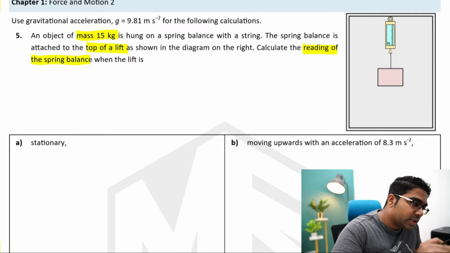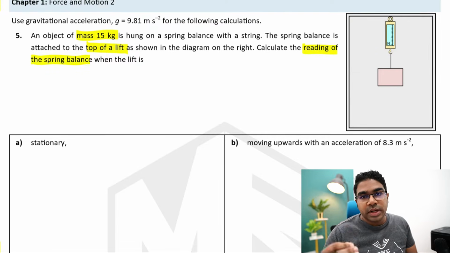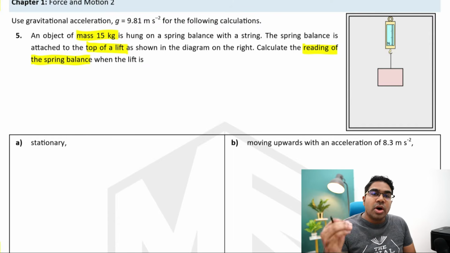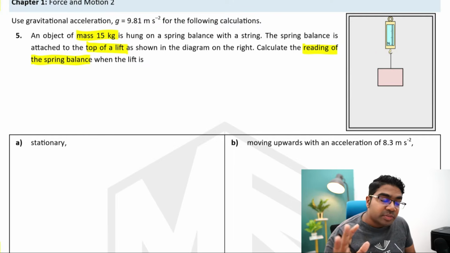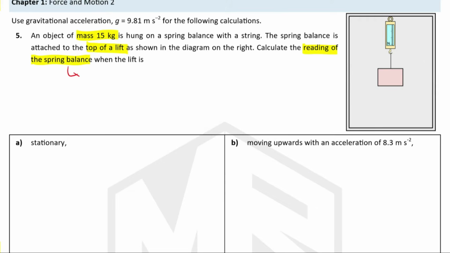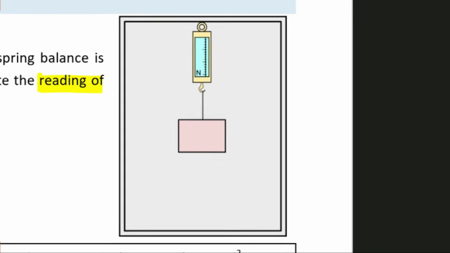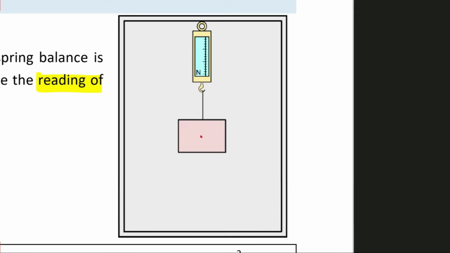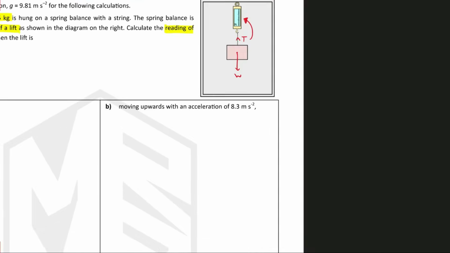Now once again, just like the reading of the weighing scale, the reading of the spring balance is not weight. The reading of the spring balance is actually the tension force that is exerted on the springs in the spring balance. And so when we look at this object, any object that has matter will definitely have weight. And then up here we have the tension force. This is the force that is reflected on the reading of the spring balance. Let's try a question.